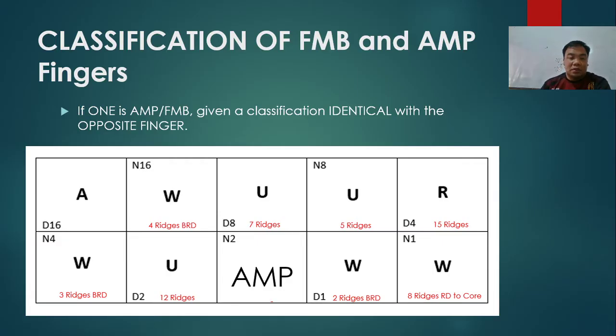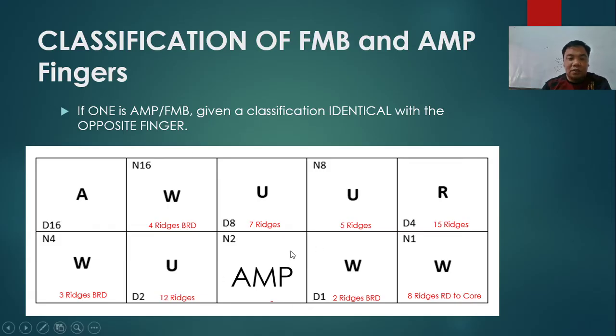Okay, so wherever the finger is amputated or missing at birth, it shall carry the classification of the opposite finger. The amputated or missing finger shall carry whatever classification can be taken from the opposite finger.